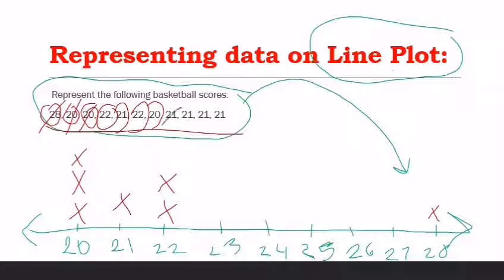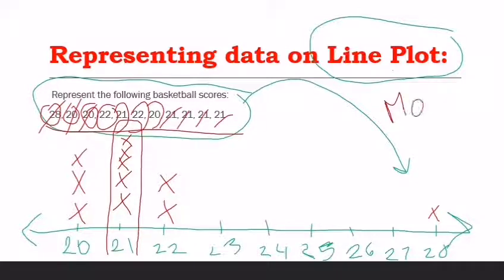Now I have 1, 2, 3, 4 21s. So I'll put 4 more crosses on the 21. Like this, I represented my data. And from here, I can figure out that the mode or the most repeated value is the number that is having more number of crosses on it, like the 21. So directly from the line plot, I can figure out that the mode is 21 as it is having the maximum number of crosses on it.